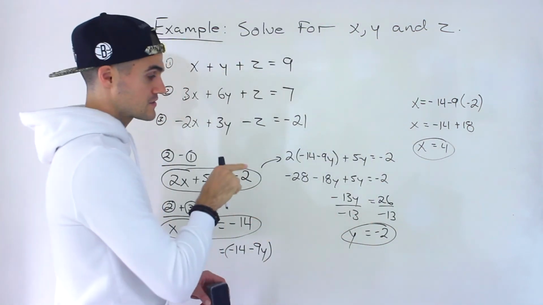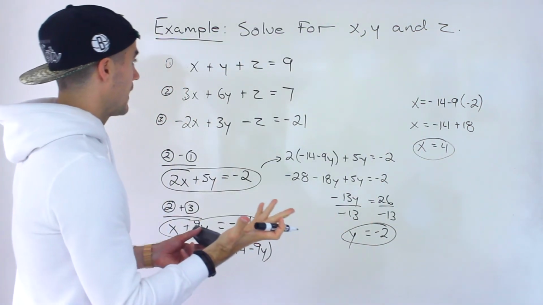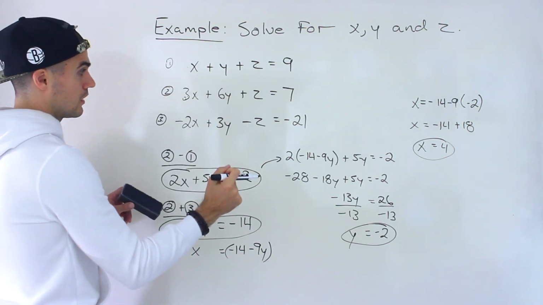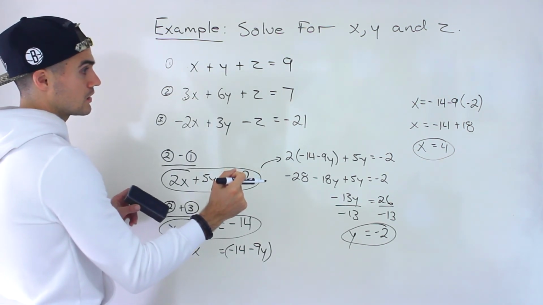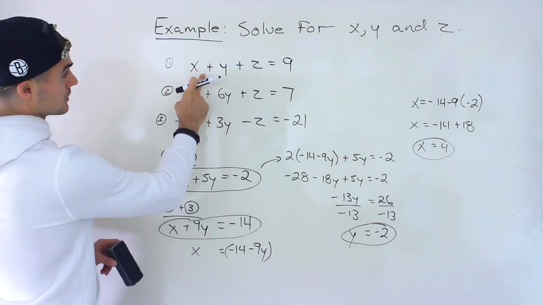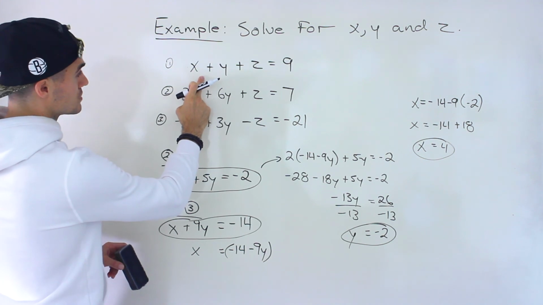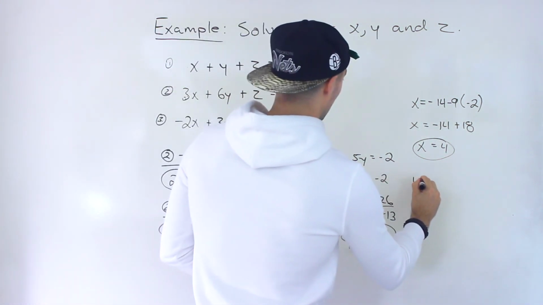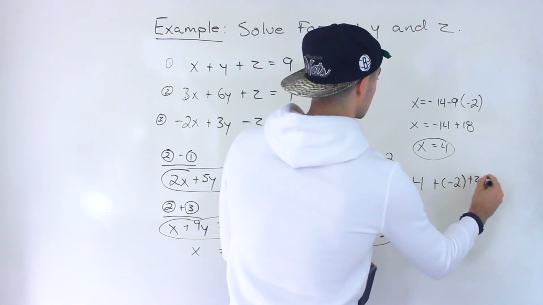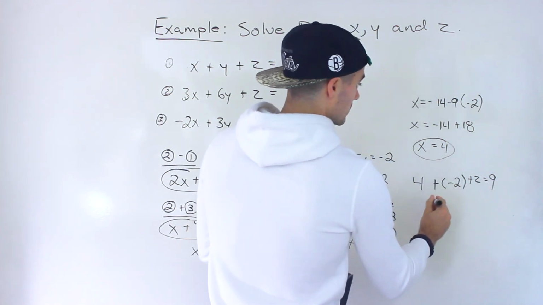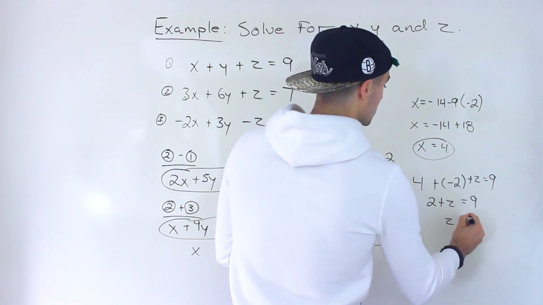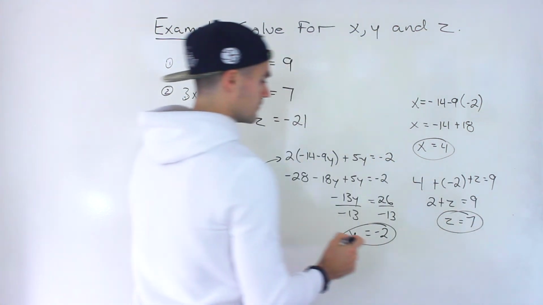So we have the x value and the y value, and then we can get the z value from any of these equations. Any of the three would give you the same z value. I'm just going to plug it into this one. This one's the easiest to work with, I feel. So we'll have 4 plus negative 2 for the y value plus z is equal to 9. So this would end up being 2 plus z is equal to 9. So z would end up equaling 7.